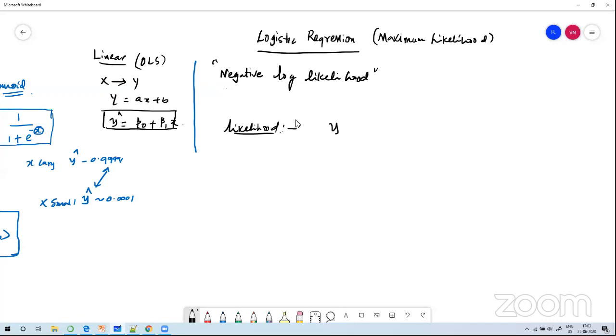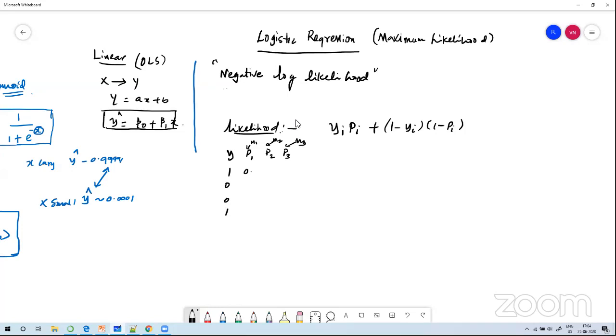The likelihood equation is like this: yi into pi plus (1 minus yi) into (1 minus pi). So this is called the likelihood equation. Now let's say we have y like this, 1 0 0 1, and we have p1 p2 p3. p1 p2 p3 are probabilities. Let's say p1 came from model 1, p2 came from model 2, and p3 came from model 3.